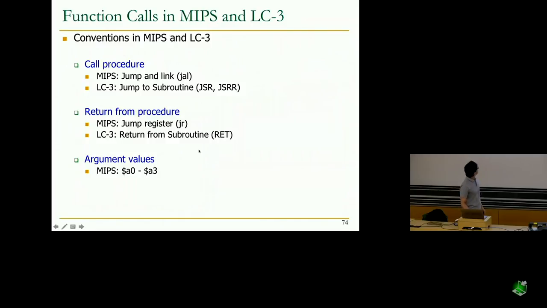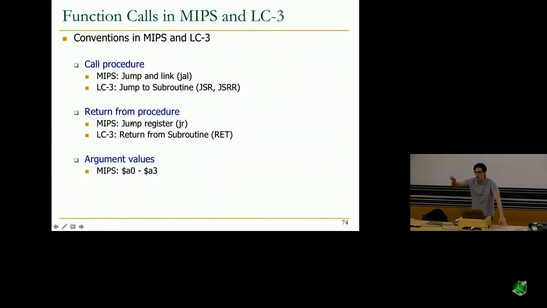In MIPS, we call using this jump and link that we presented yesterday. In LC3, there are two possibilities. One is JSR, the other one is JSRR. They have the same functionality, but the only difference is the way they compute the effective address. The only difference is this one is PC relative and this is register-based addressing mode.